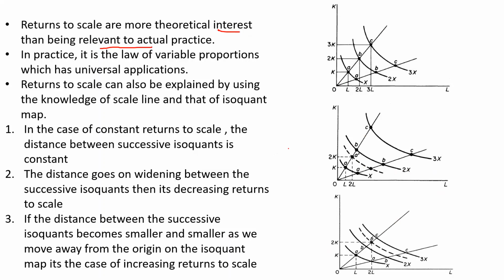Law of variable proportion has universal application, and return to scale is a more theoretical concept. Return to scale can also be explained by using the knowledge of scale line and isoquant map.